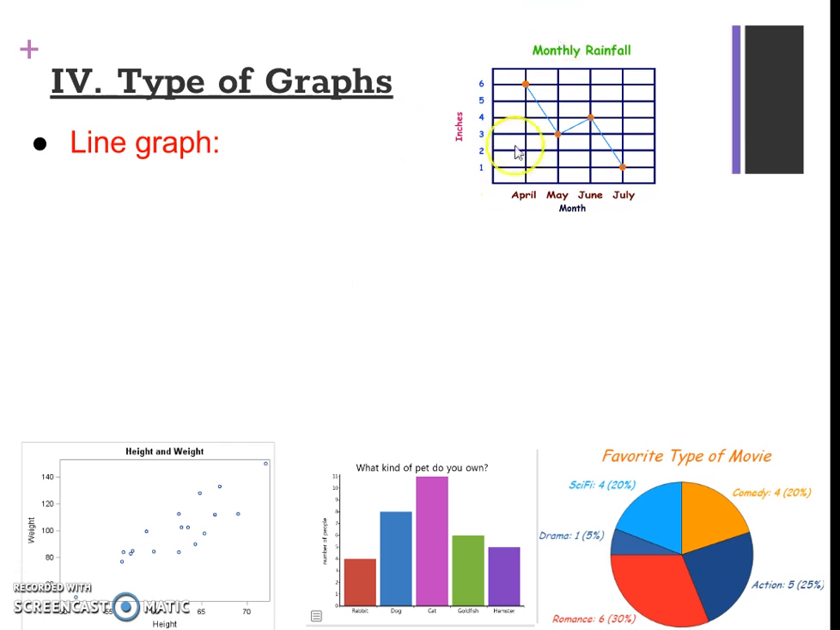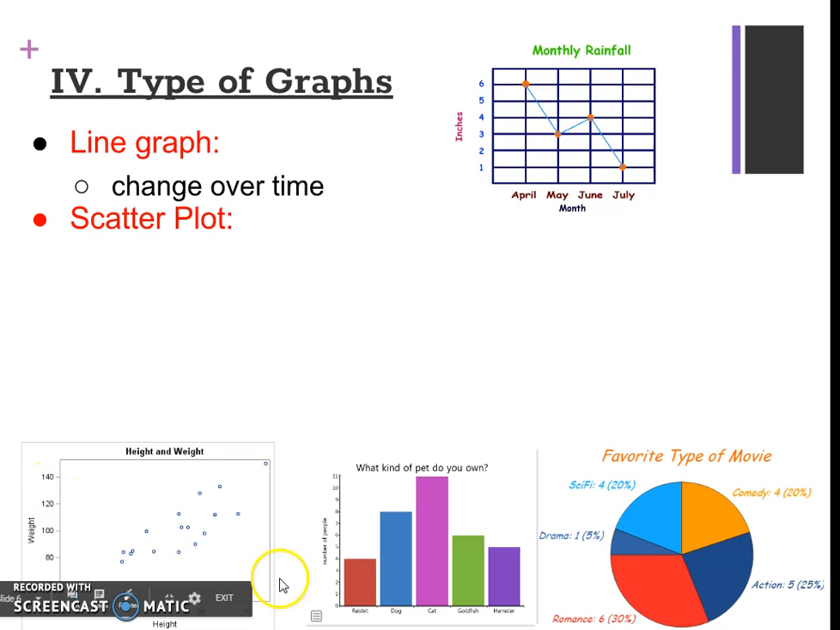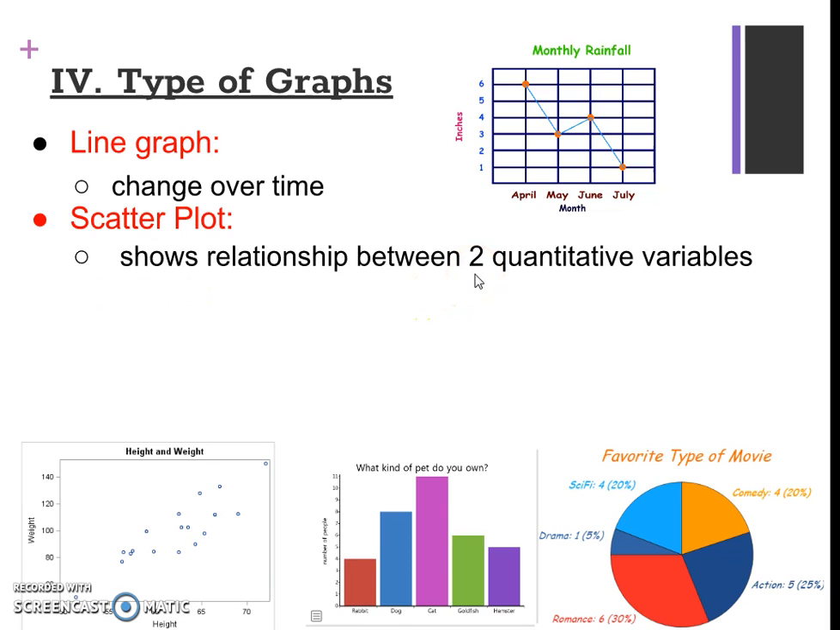A line graph is going to show something over time. Here's rainfall over time. Notice that the dots are connected by a line. That's a line graph, change over time. Versus here on the bottom left of the slide, we have a scatter plot. Notice there's no lines on that. There is a number here on the y-axis and a number here on the x-axis for height, and that is because a scatter plot shows relationships between two number or quantitative variables.